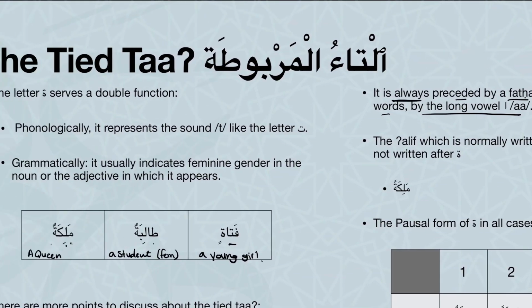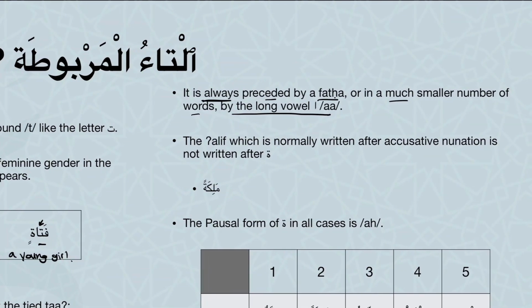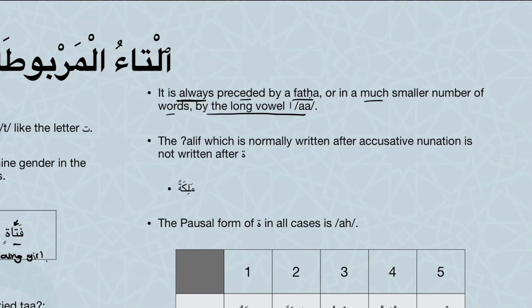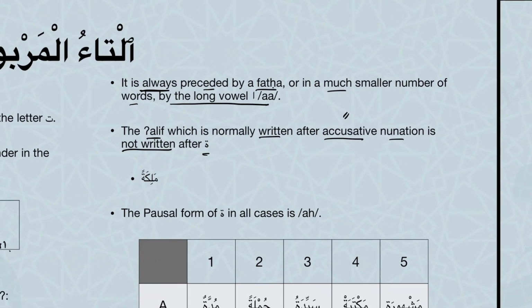And let's look at our examples. There is a fatha here, there is a fatha here, and there is a long vowel fatha here. Fata, taliba, malika. So whenever you see a ta marbuta, rest assured that the letter before it has a fatha as a vowel. The alif, which is normally written after accusative nunation, tanween fatha, double fatha, is not written after the ta marbuta. So if we remember tanween, if I write the word kitab and I put it in accusative tanween, so it's kitaban, I have to write an alif.